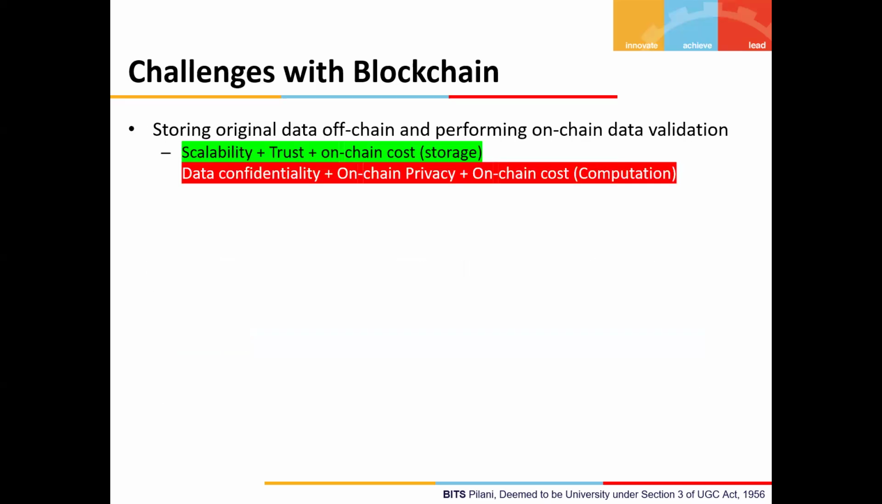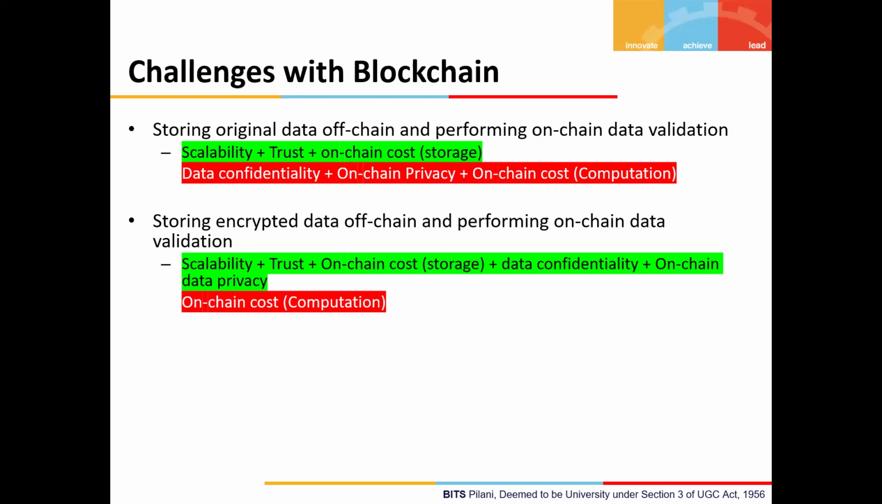Another scenario, if we are storing original data off-chain and performing on-chain data validation. In that case, we are achieving scalability in terms of storage. We are ensuring trust. Some kind of cost we can reduce, like storage cost, if we store the data off-chain, right? But there is a problem with data confidentiality, on-chain privacy, and on-chain cost with computation. Okay.